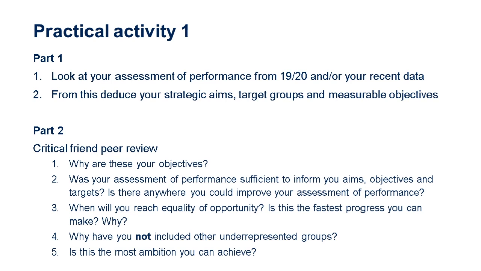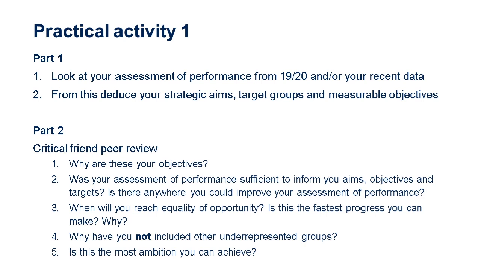Okay, so this, as I said, was one of the practical activities that we did in the workshop, and should you want to go away afterwards, this might be a good activity to do. It involved looking at the assessment of performance from, say, your 1920 plan or your recent data in order to inform your new access and participation plan. From this, you can then deduce your strategic aims, target groups, and measurable objectives.